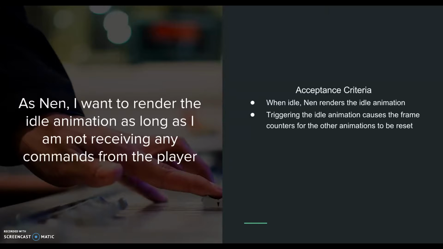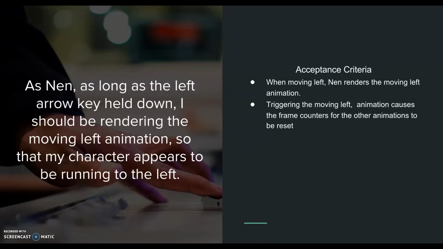So on that note, our next user story is that as Nen, as long as the left arrow key is held down, I should be rendering the moving left animation so that my character appears to be moving left. Again, the same sort of acceptance criteria, which want to make sure that we're rendering the right animation and that we're not stepping on any of the other animation's toes.